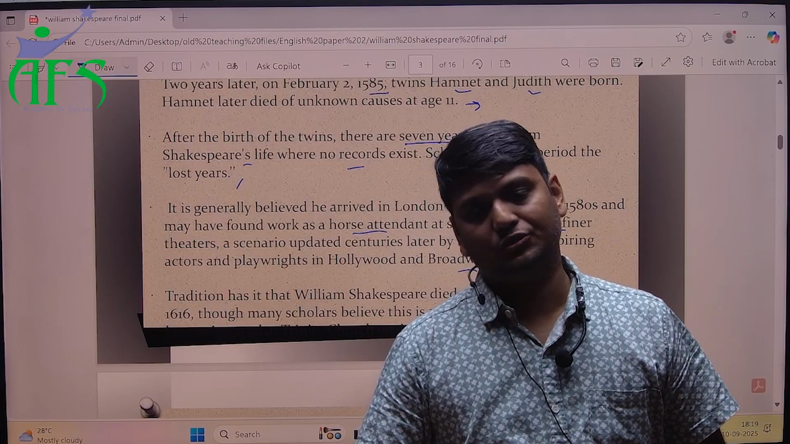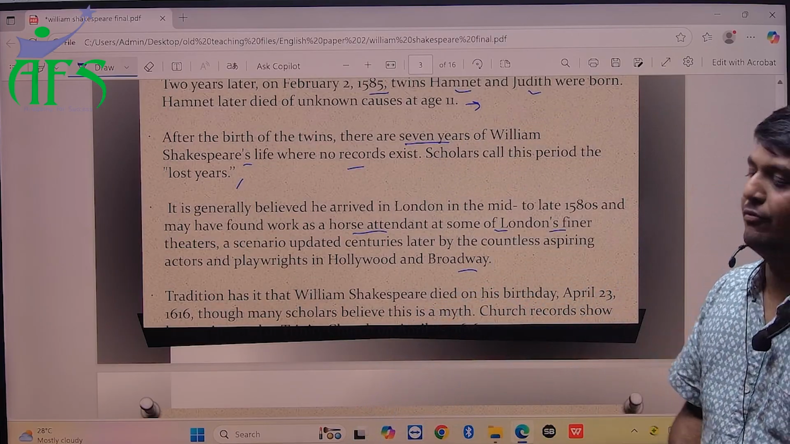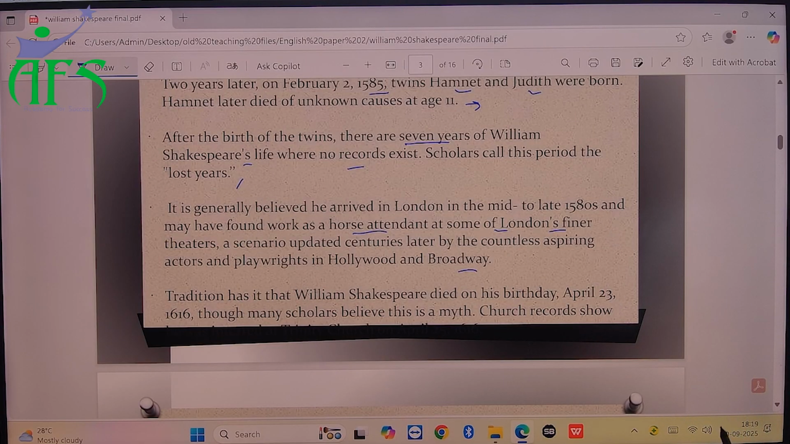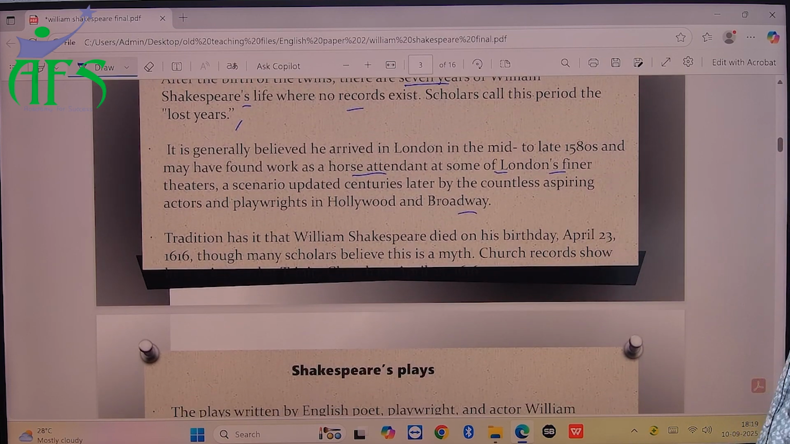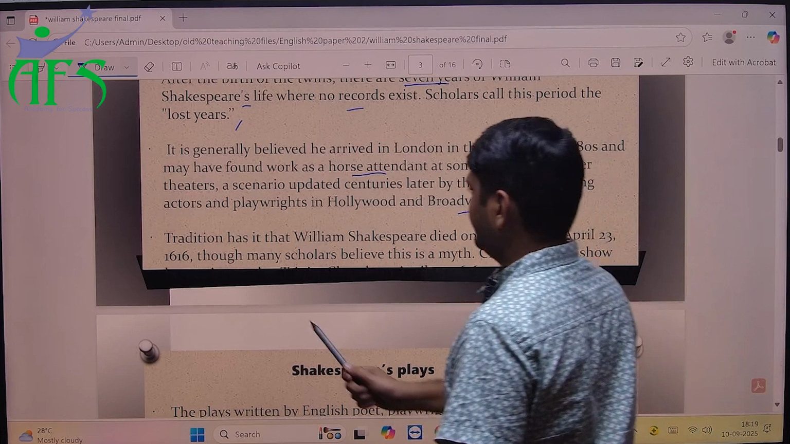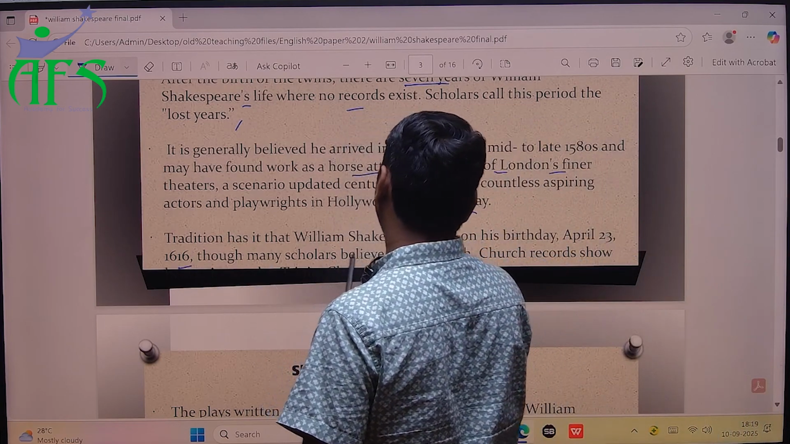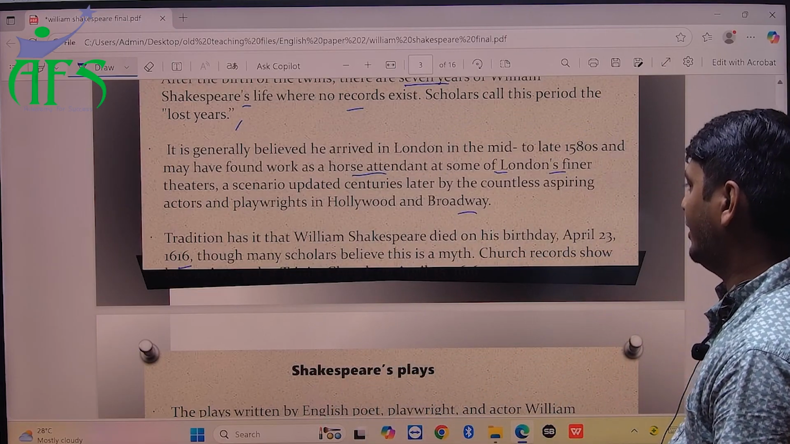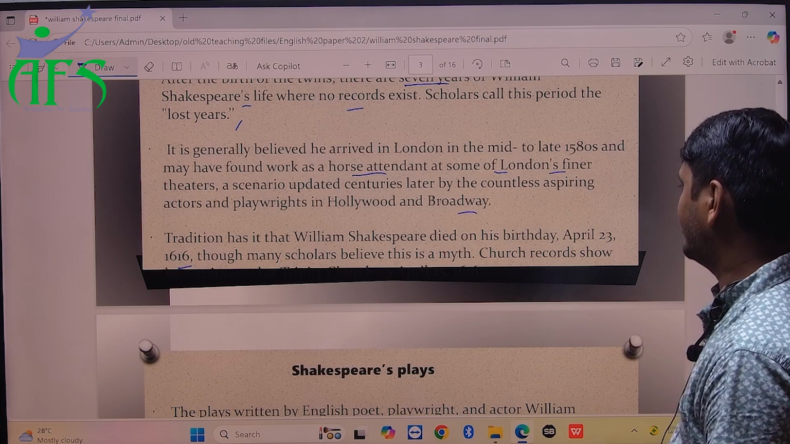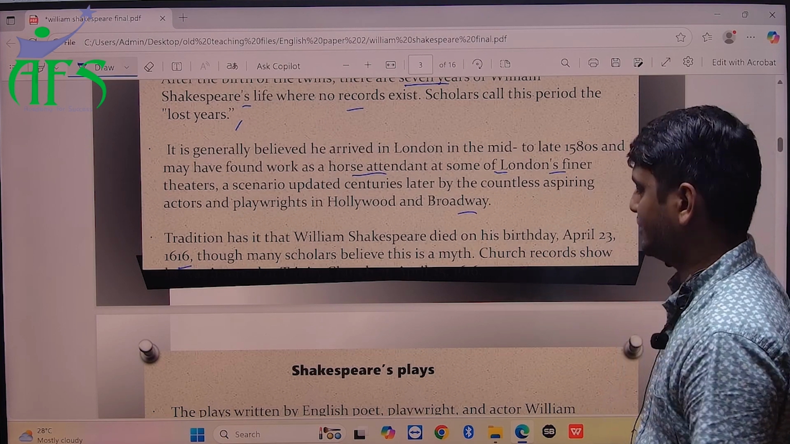this play. So that's why William Shakespeare became a very famous personality in his time. Tradition has it that William Shakespeare died on his birthday, April 23, 1616, though many scholars believe this is a myth. Church records show he was interred at Trinity Church on April 25, 1616.